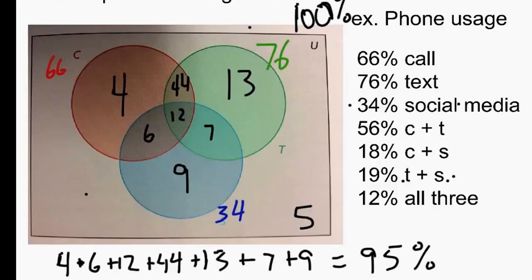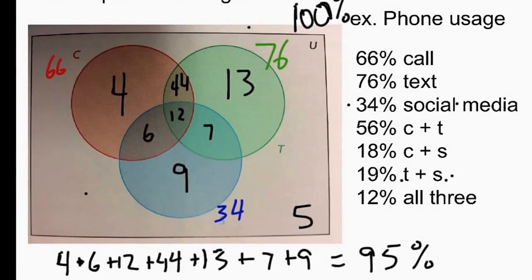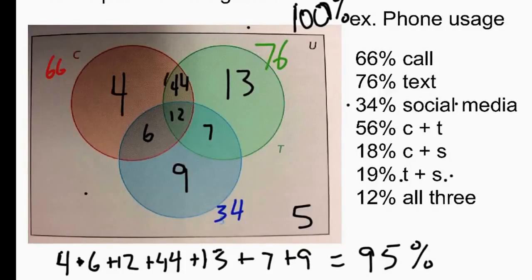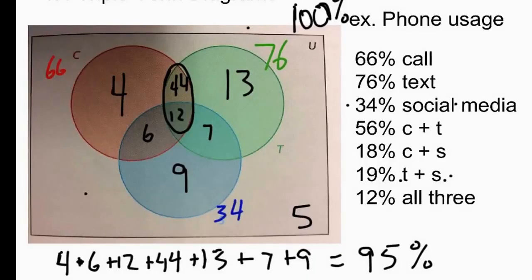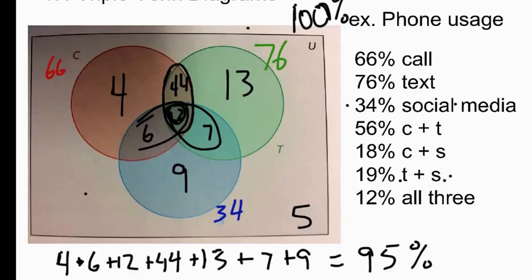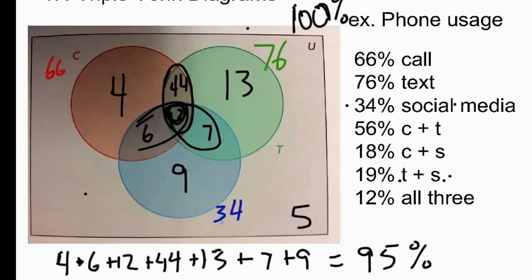So if we look back to our first example, if I take all of the 66 and all of the 76 and all of the 34, that works good. And if we subtract that overlap, we won't be counting them twice. I made that a little bit more confusing. Let's start that one over again.